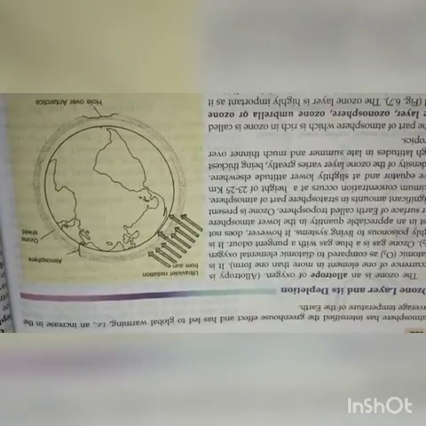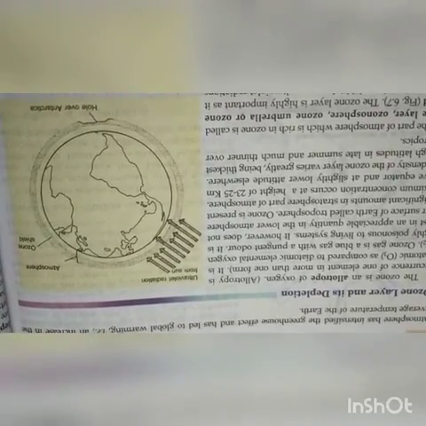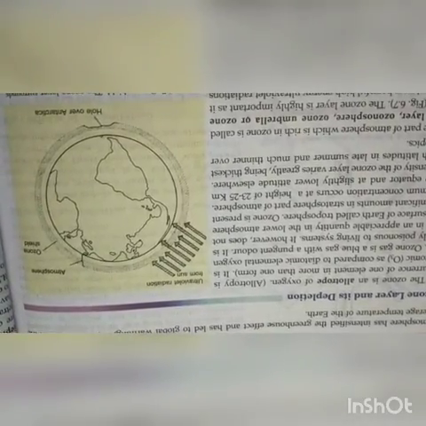So what is global warming? Day by day the temperature of the earth is increasing, so it is called global warming. Because of global warming, ice is melted in Iceland, and due to that the water level is also increasing. Okay, so how does this global warming happen?